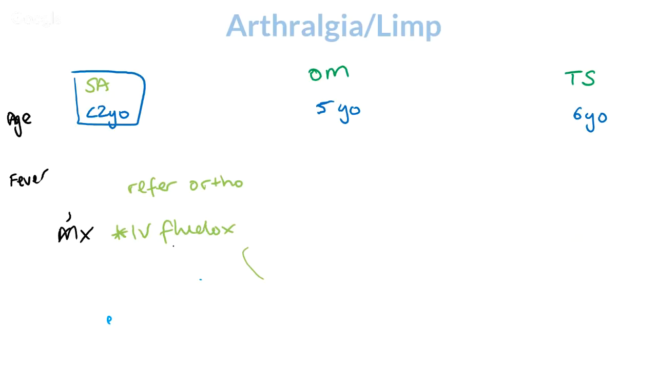So IV fluid clocks is your empirical therapy. If they're a neonate, then it's gentamicin. But what else are you going to do? Gentamicin and fluid clocks, I believe. Okay. So IV fluid clocks. What else? What else is the definitive management?